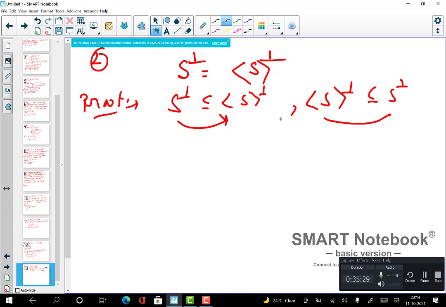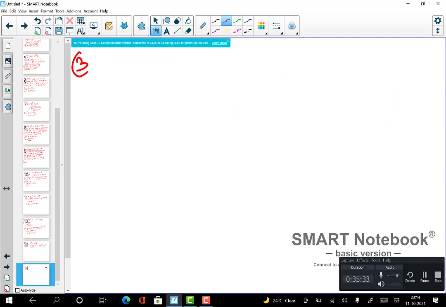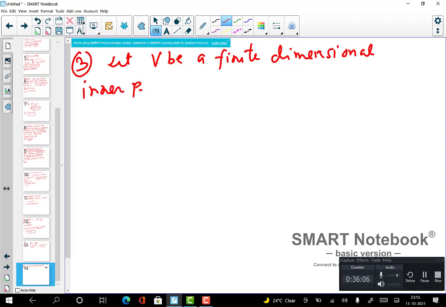Now another important observation. This is defined for a general space, but if you interpret it in a finite dimensional inner product space, then what can you say about it? So let us say we have a finite dimensional inner product space, and you start with a basis. Whatever the basis, it doesn't matter.